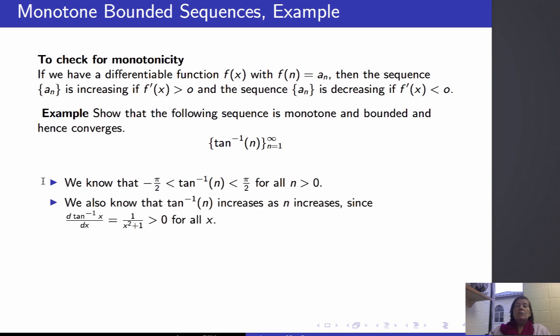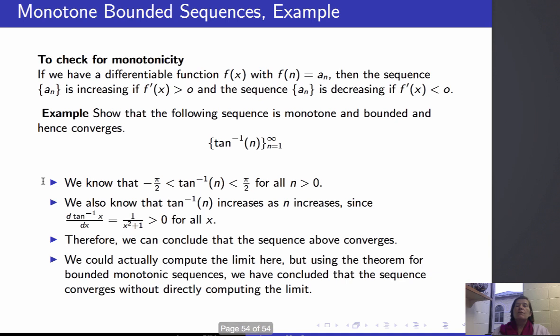And now I can replace the n by an x here and get a function of x. And it turns out that that function has a derivative. And its derivative is 1 over x squared plus 1. And this derivative is positive for all x. Therefore, this is an increasing sequence, and it's bounded, so therefore it satisfies the conditions for the monotone bounded sequences in the theorem. We can conclude that it converges. Now, in fact, we can actually compute the limit here, but the theorem itself just tells you that it converges without directly computing the limit.